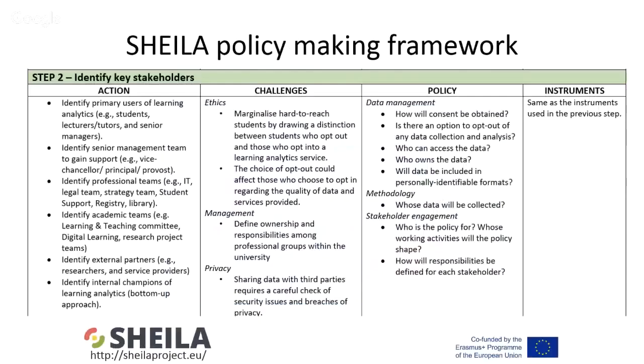So this framework is going to come as a table, which has several columns. The first one is what we suggest that we identified in practice, what challenges we also identified in practice, what questions are relevant, and you can see that we're also identifying some of these questions for ethics, privacy, data management, stakeholder engagement, and also what type of instruments we suggest that institutions may use to collect additional insight to gauge their internal situation.